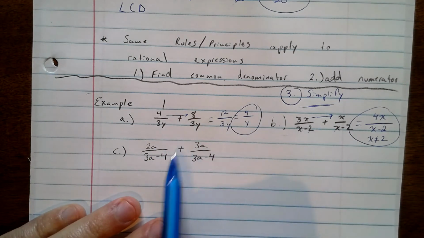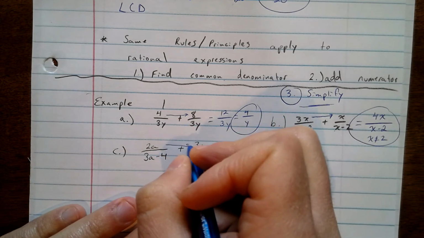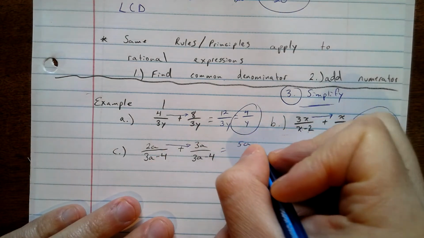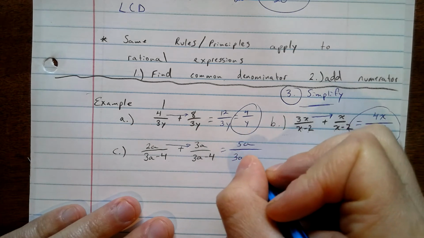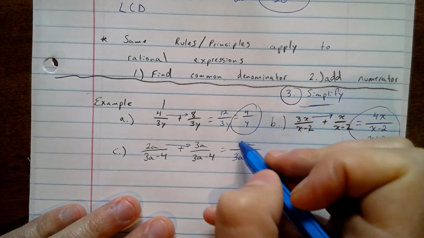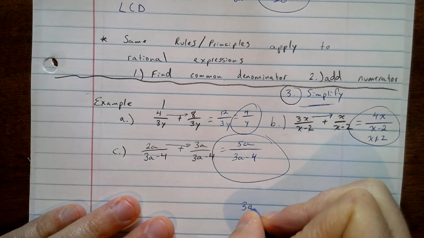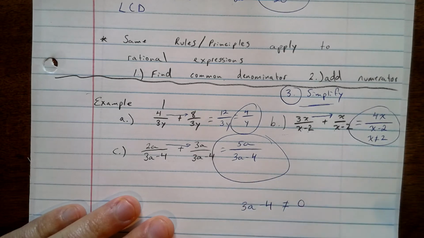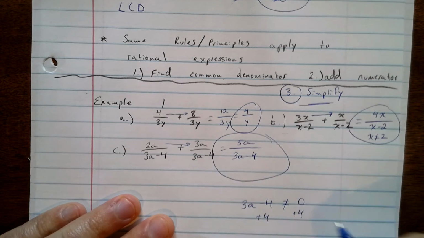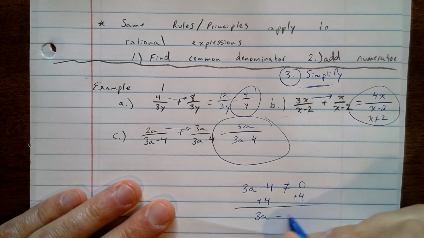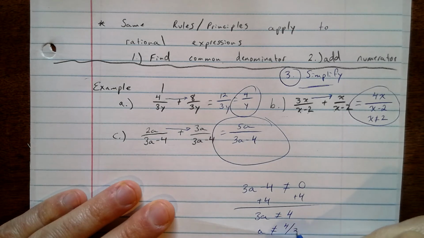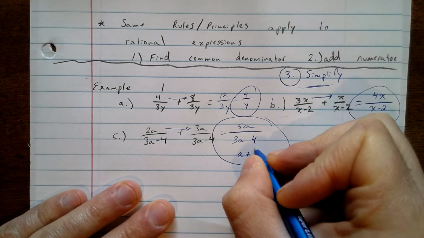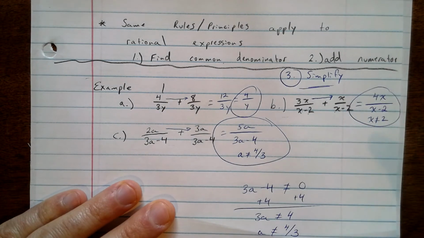Last one here, expression C. Again, we're looking to the numerators since the denominators are the same. Simply put, 2a plus 3a is 5a, and the bottom would need to stay the same, 3a minus 4. Again, we have to think about those excluded values. 3a minus 4 cannot be equal to the number 0. So we need to solve this for a by working backwards. Add 4, we get 3a is equal to 4. That means a is not equal to 4/3. So we do have to make that disclaimer. a cannot be 4/3. Otherwise, this whole expression would be divided by 0, and we can't have that.